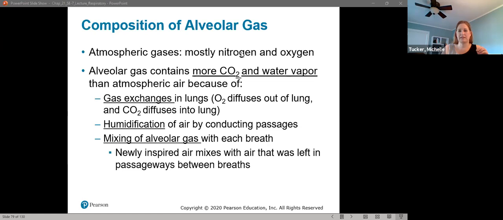Atmospheric gases are mainly nitrogen and oxygen, with very little carbon dioxide and water vapor. But alveolar gas contains much more carbon dioxide and water vapor because we humidify it. With gas exchange at the lungs, O2 is decreasing and carbon dioxide is increasing, and there is the mixing of alveolar gases. So we've got new air and old air mixing. This is a good slide.